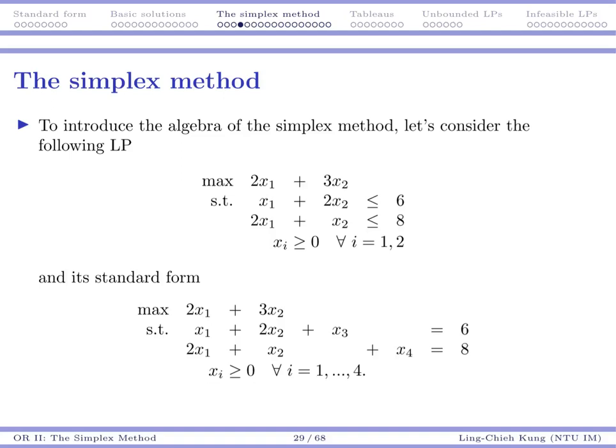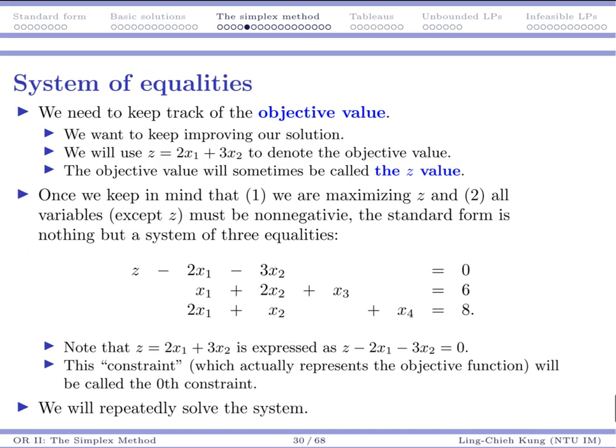So let's consider the following linear program. This program is very similar to previous ones. It's just that now the right hand side is 6 and 8 to make our calculations easier. So with this particular solution, the standard form would be adding x3 and x4 to make them equalities. So this should be fine.